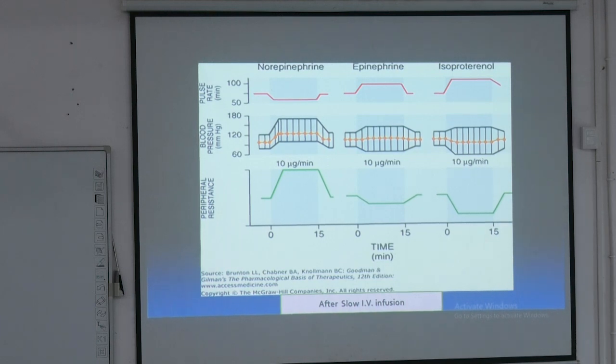But in case of norepinephrine, there is no beta 2 effect. So systolic blood pressure will be raised, diastolic pressure will also be raised. As a result, the mean arterial pressure will be raised somewhat, and that is the stimulatory effect on the baroreceptor mechanism.